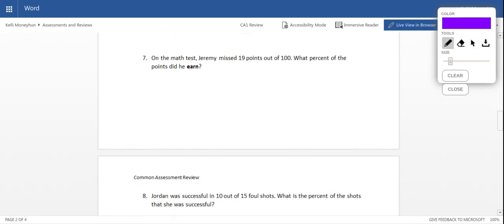Okay guys, for this one, you're going to use your percent foldable that we made. So if you have it, get it out. If you don't, that's not good.